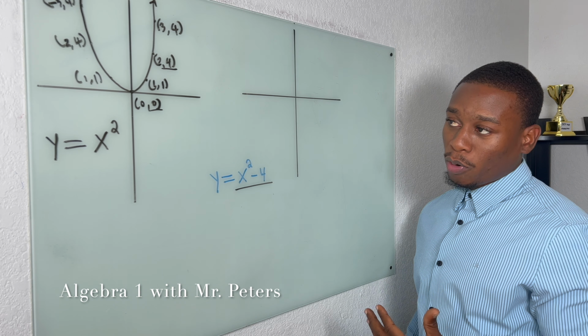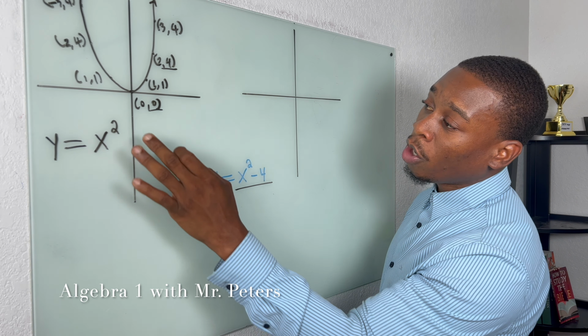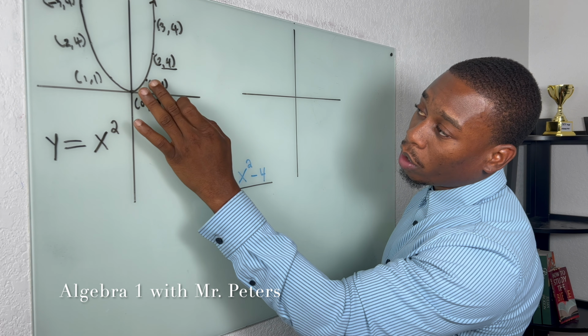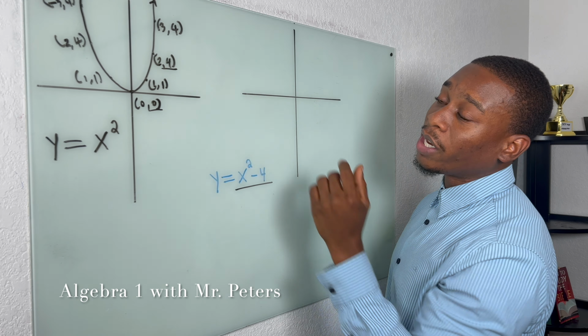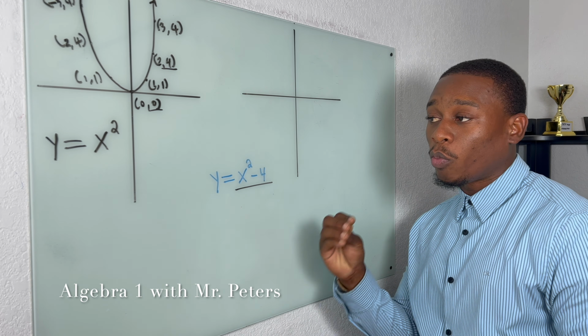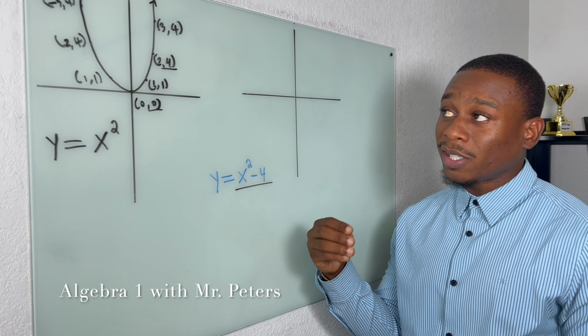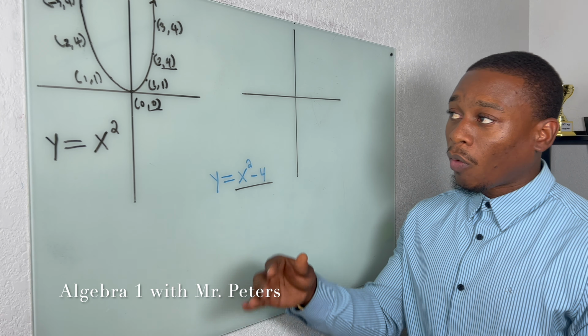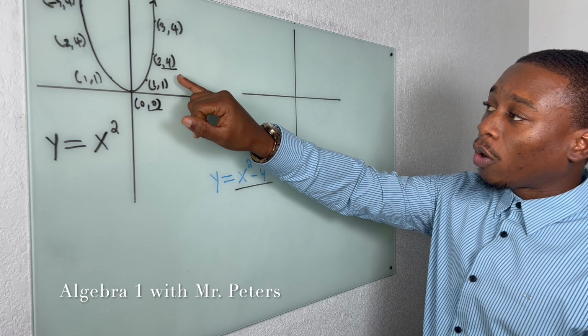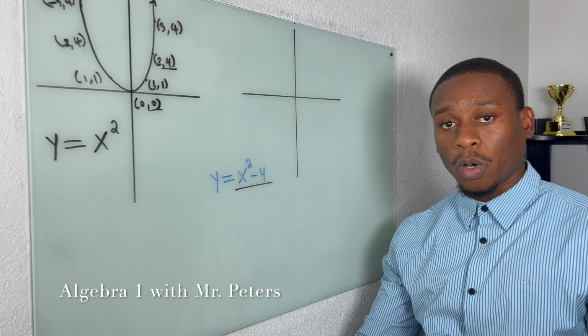So the first 3 points, when we talk about the parent graph, we're going to have (0, 0), (1, 1), (2, 4), and (3, 9). Just remember that when we plug in an x, this is the points we're going to get. We plug in 2, we square it, we get 4 for the y, and so on.